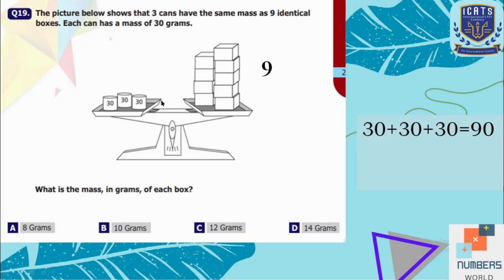So because the weight is the same, we are going to divide this total mass 90 by the number of boxes, which is 9. So 10. It means each box is 10 grams. So B is our correct option over here.